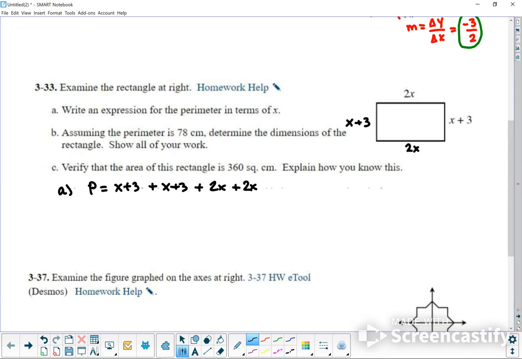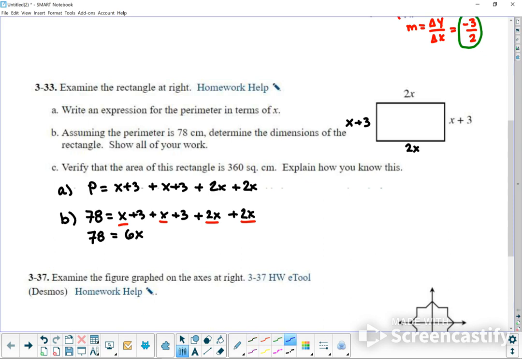Show all your work. All right, so part B says now we know that the perimeter is 78. So I'm going to call this 78, and now that's equal to all of this: x plus 3 plus x plus 3 plus 2x plus 2x. Then I'm going to go ahead and do some work. So 78 equals, I'm going to add all the x's up. That's 1x, 2x, 3x, 4x, 5x, 6x. So 78 is equal to 6x.